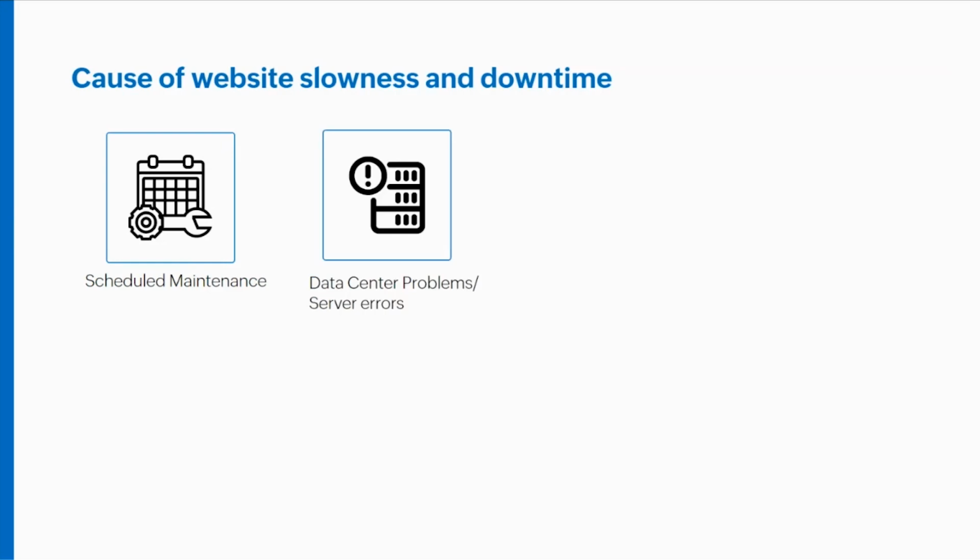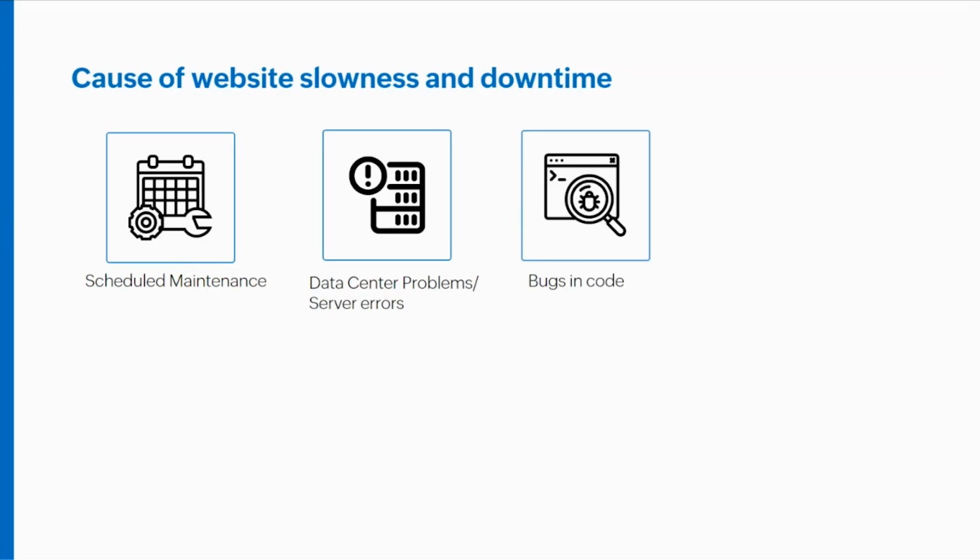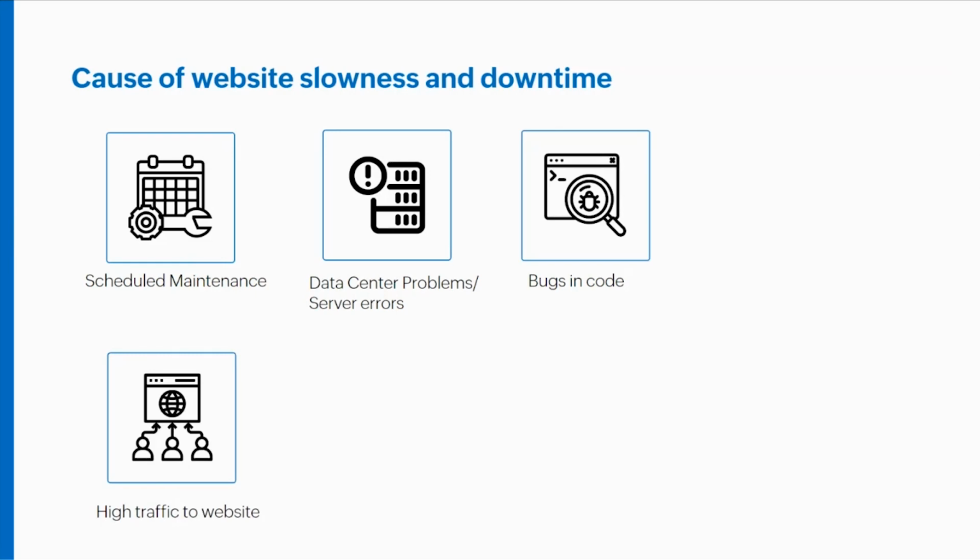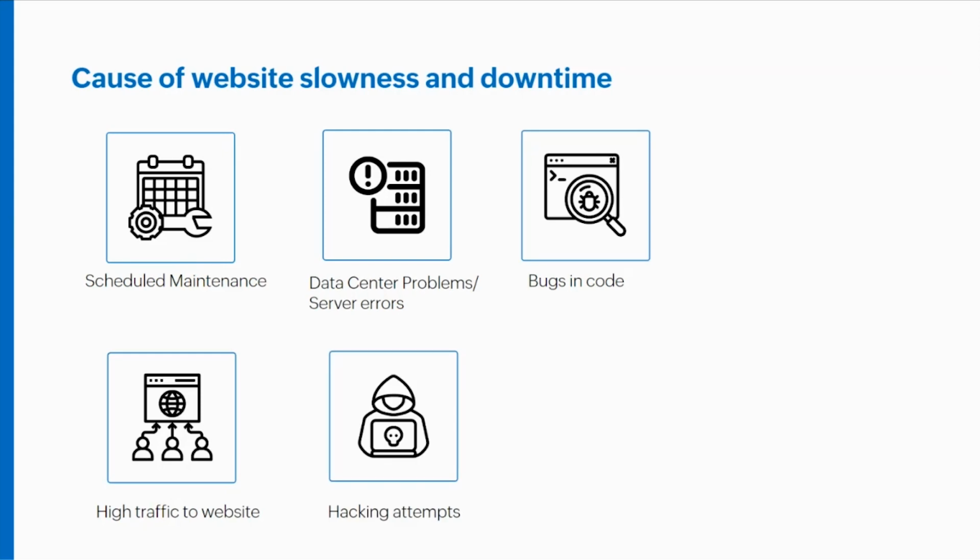Scheduled maintenance. A scheduled maintenance is a temporary period in which a site or an app is made offline or inaccessible for updates, backups, or maintenance purposes. Data center problems. So, if there's a data center problem or a server error, the request from the user may not even reach the server. There may be bugs in the website code which might cause errors and prevent the site from loading. If too many people are trying to access the website at the same time, it may not be able to handle the load. If hackers are trying to pull any suspicious activities on your sites, it can go down and become slow.